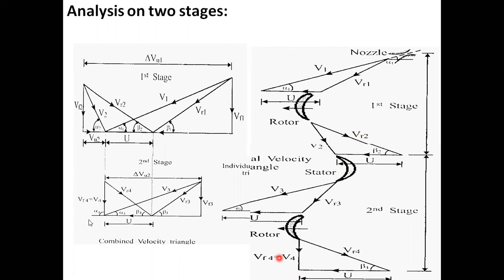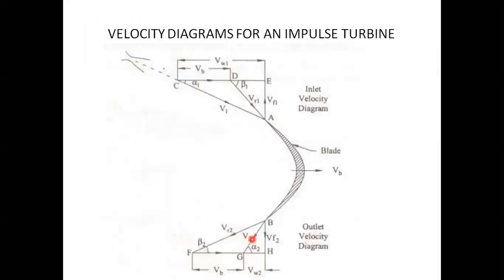Now, this is the second velocity combined velocity diagram, for the second stage. We can see here this combined triangle like that. This is your inlet triangle for the second stage. This is your outlet triangle for the second stage. Any doubt, any queries, please ask me. Now, velocity diagram for an impulse turbine.